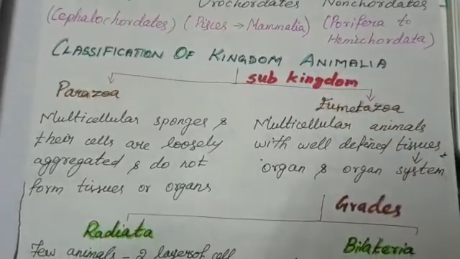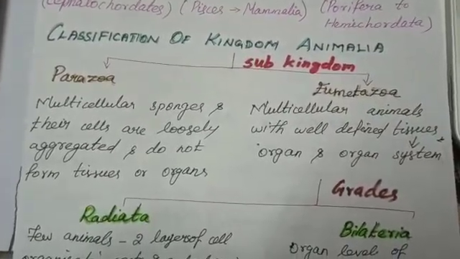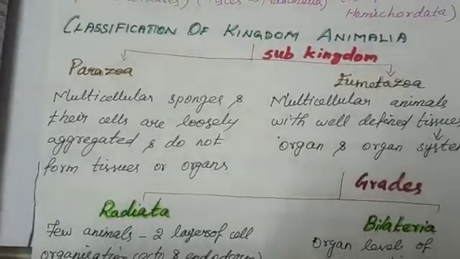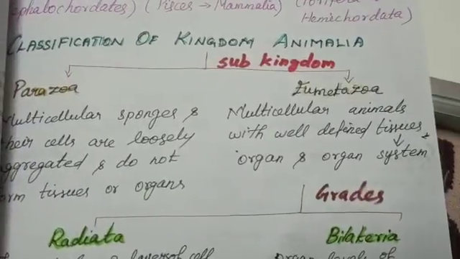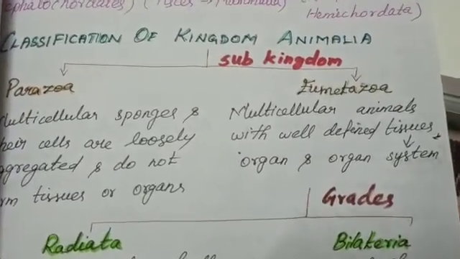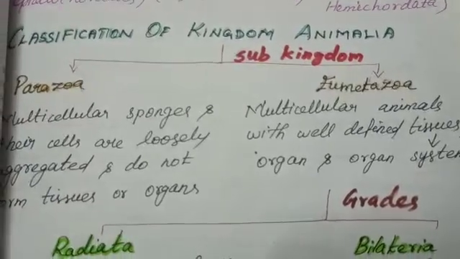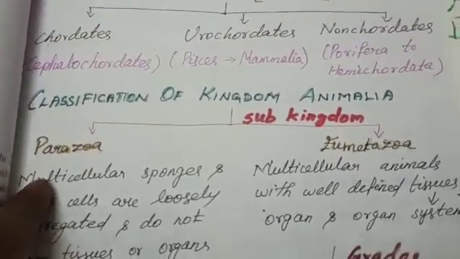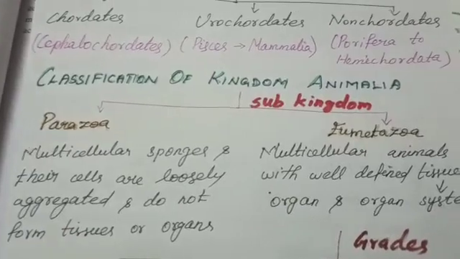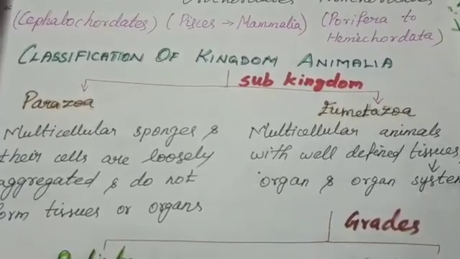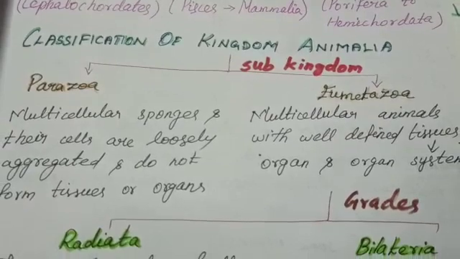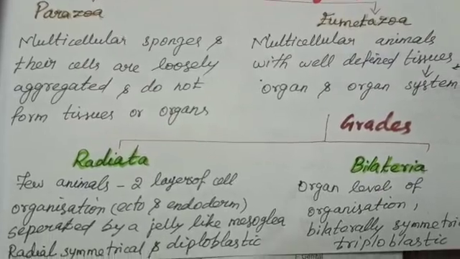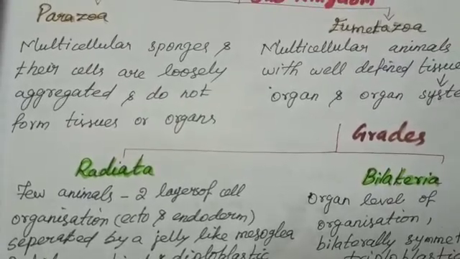See the classification of kingdom Animalia. In the subkingdom, there are two: Parazoa and Eumetazoa. First one, Parazoa. They are multicellular sponges, and their cells are loosely aggregated and do not form tissues or organs. The subkingdom Eumetazoa contains multicellular animals with well-defined tissues, organs and organ systems. The Eumetazoa is again divided into grades. The grades are Radiata and Bilateria.